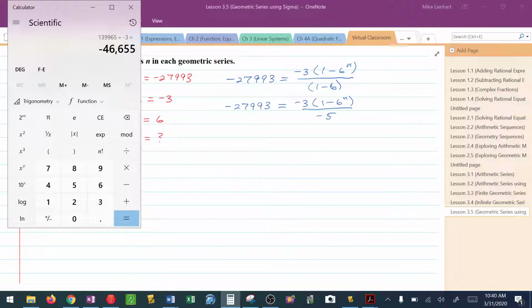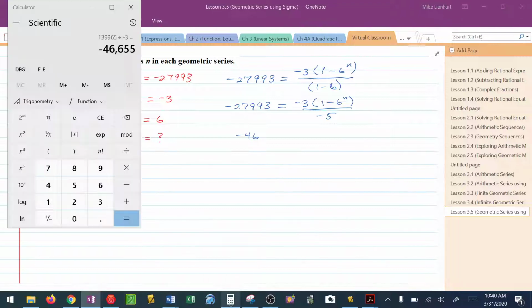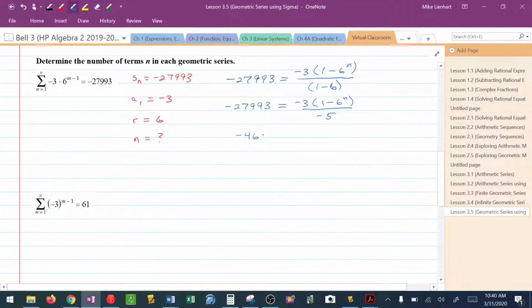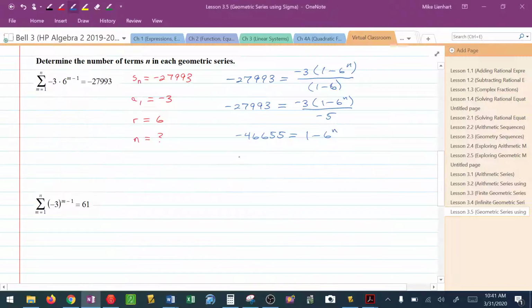So I've got negative 46,655 is equal to 1 minus 6 to the nth. Now I'm going to take this number and subtract 1, and that gives me negative 46,656 is equal to negative 6 to the nth power.